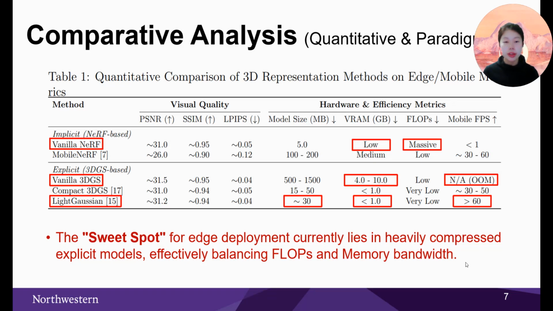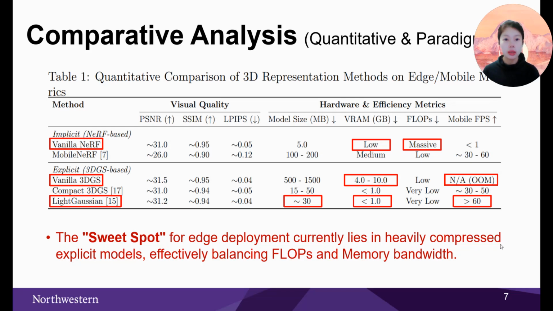To better understand the trade-offs between these approaches, I compiled a quantitative comparison matrix. This comparison evaluates both visual quality and hardware efficiency metrics such as frame rate and memory usage. One clear observation is the paradigm shift between different representations. For example, vanilla NeRF has a relatively small memory footprint, but it runs extremely slowly on edge hardware, often below 1 frame per second because it's compute bound.